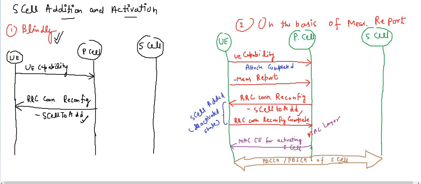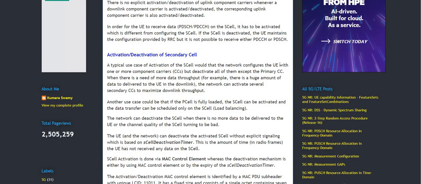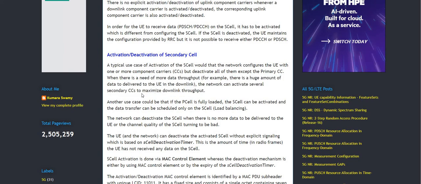And one more thing, why we need to add this SCell: whenever the UE requests a huge amount of downlink data, in that case SCell addition or activation is required. Also, when the load at the primary cell is huge, addition is required. Let me read this for you: activation and deactivation of secondary cell. When there is a need for more data throughput, for example when there is a huge amount of data to be delivered to the UE in the downlink, the network can activate several secondary component carriers to maximize downlink throughput. Several means a maximum of 4 component carriers, or 4 secondary cells, can be added. Another use is if the primary cell is fully loaded, we use this procedure for load sharing also, SCell addition and activation.